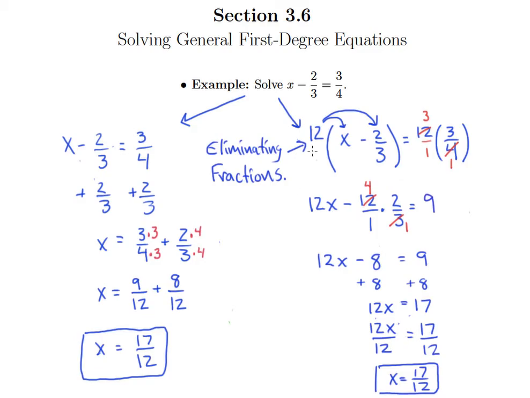All right, so real quickly, why did I choose 12? Well, I chose 12 because 12 is the least common denominator of all the denominators in the equation. So when you're trying to decide what to multiply both sides by to eliminate fractions, you pick the least common denominator of all the denominators that are in the equation. Of course, here there's only two denominators, but if there's three, make it the least common denominator of all three.